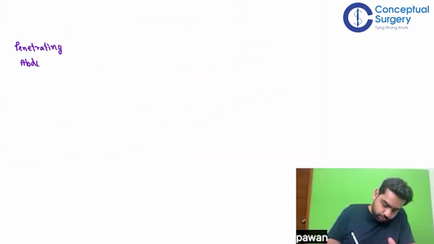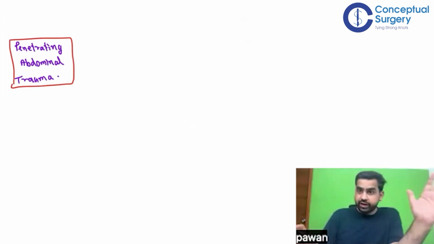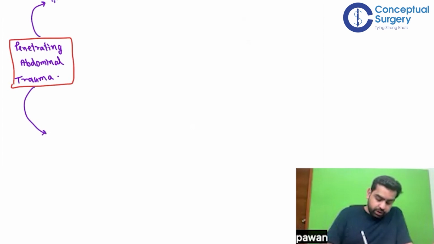So whenever you have a patient with a penetrating abdominal trauma, the first thing you have to do is look for the signs of peritonitis and everything. That's not a very big deal. But more importantly, what you're going to look for is whether the patient is hemodynamically stable or hemodynamically unstable.